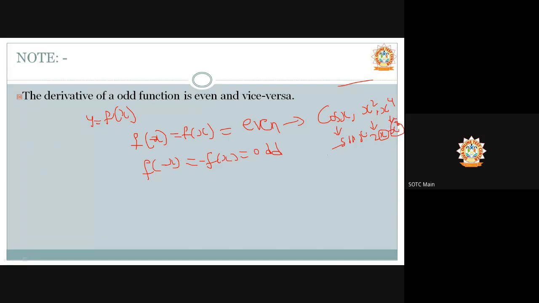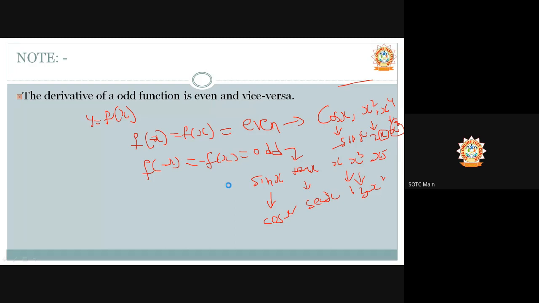Now tell me the example for an odd function. Sin x, tan x, x, x cube, x power 5, like that. If you take the differentiation of this, sin x will become cos x. This is an even function. Tan x is secant square x. This is also an even function. X is 1, 1 is even. Then x cube is 3x square. It will become an even function. Like that, the differentiation of an odd function will always be an even function.